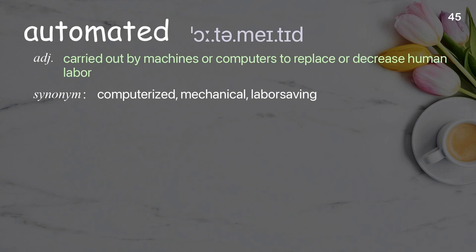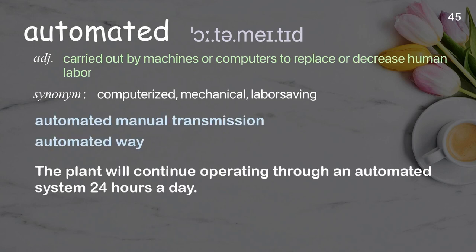Automated. Carried out by machines or computers to replace or decrease human labor. Examples: automated manual transmission. Automated way. The plant will continue operating through an automated system 24 hours a day.